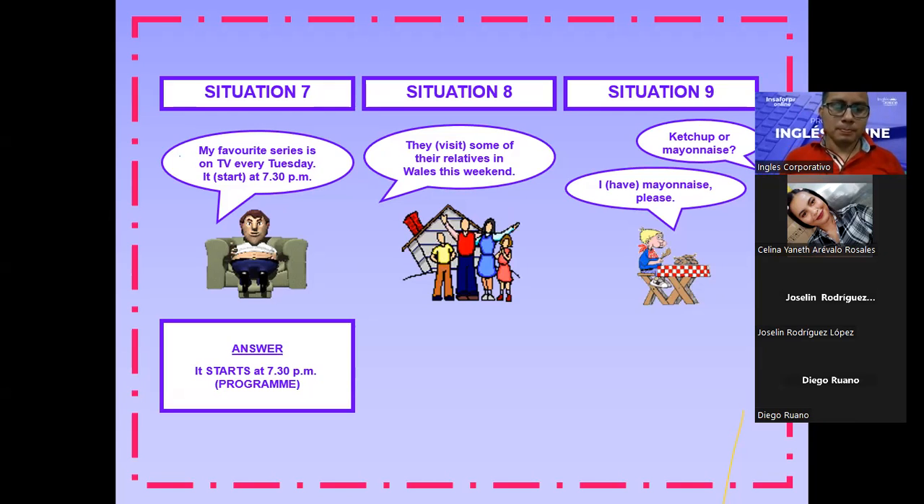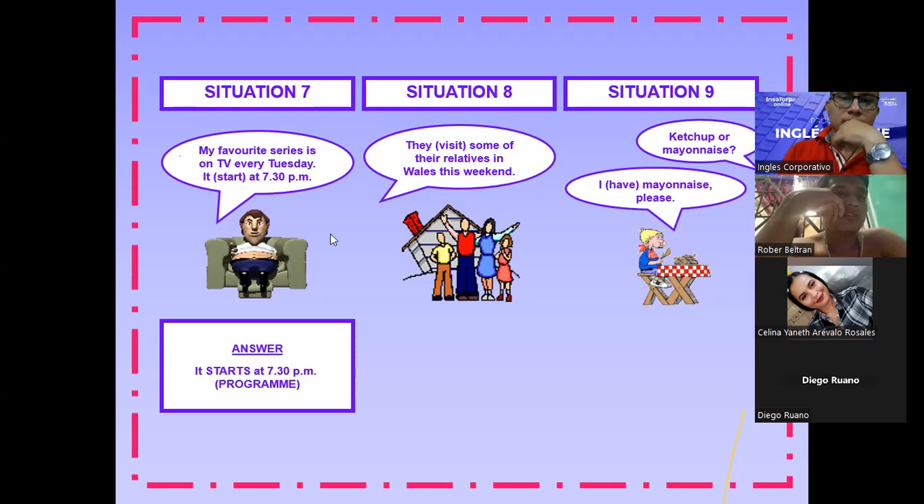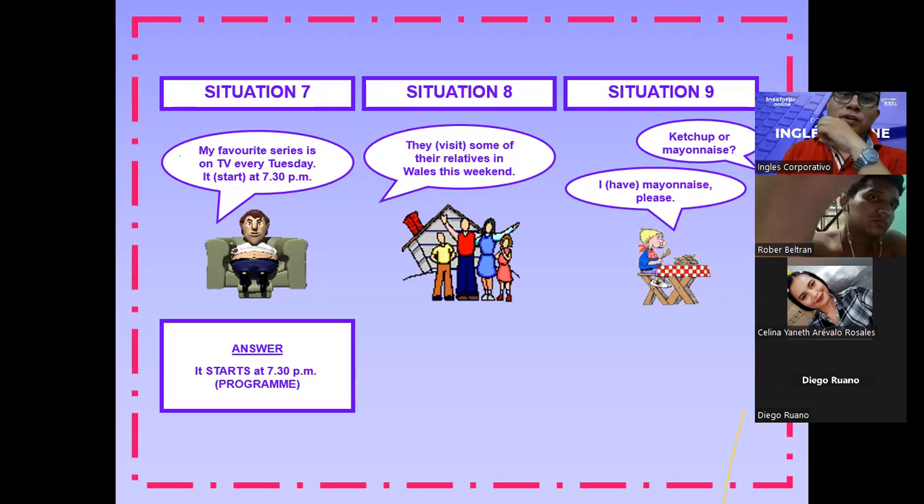They are, luego. Dice. No sé. Si le ponemos el verbo to be, el verbo tendría que ir en qué tiempo. ING form. ING form. Exactly. ING form. So we say they are visiting some of their relatives in Wales this weekend.